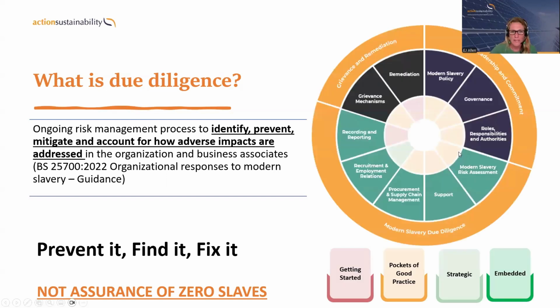So the wheel you can see here on the right-hand side is from the tool that we've developed at Action Sustainability to assess organisations in how they're set up to address slavery and labour exploitation in their operations and supply chain. What we've done is broken it down into different chunks to help identify strengths and opportunities for improvement. So what we're doing today is a light touch version of this. It's a very high level assessment based on this tool.